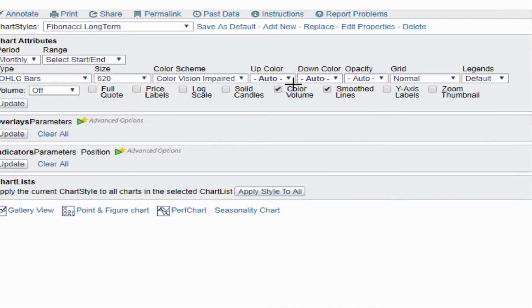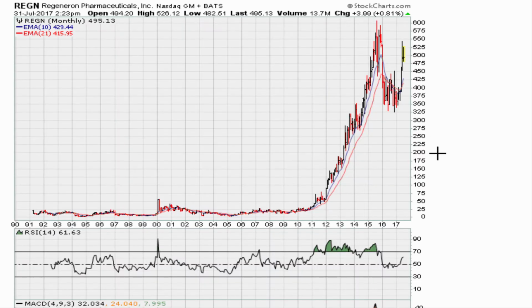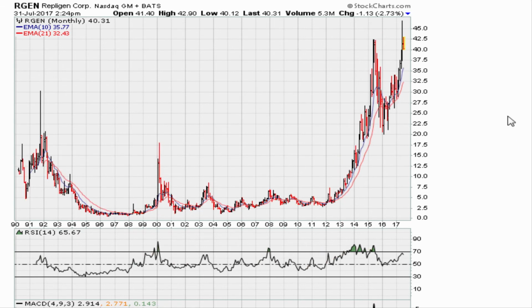This is REGN long-term monthly chart. Compare that with RGEN. Kind of look alike. They're almost similar. I guess in the same space, so they tend to follow each other. But anyway, so take a look at what I said about RGEN as far as its monthly chart is concerned. Almost similar type of a situation. Let's go to that portion of the video.